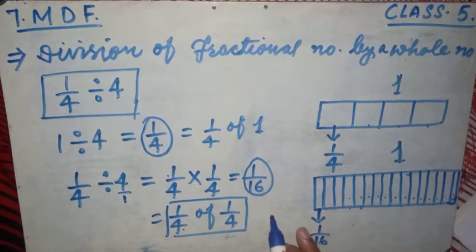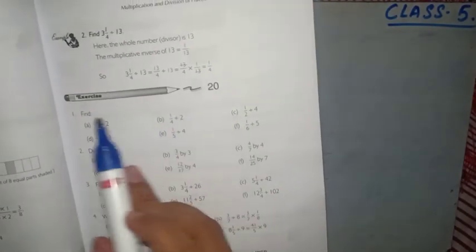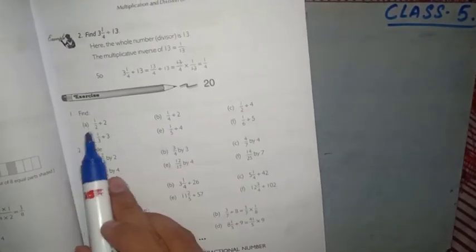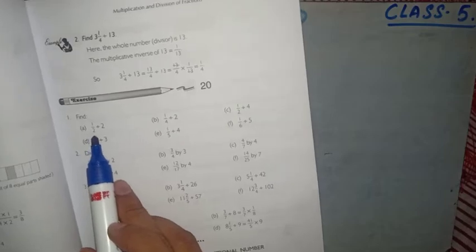I hope you have completely understood. Afterwards we will solve a couple of questions of exercise 20. On the basis of the same concept, we can easily solve the questions. Now friends, see the first question of exercise 20, which says: find 1 upon 2 divided by 2.